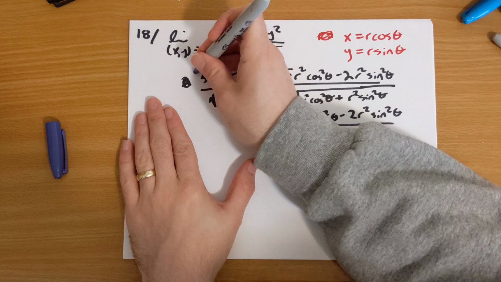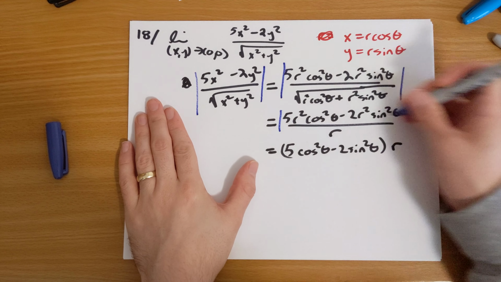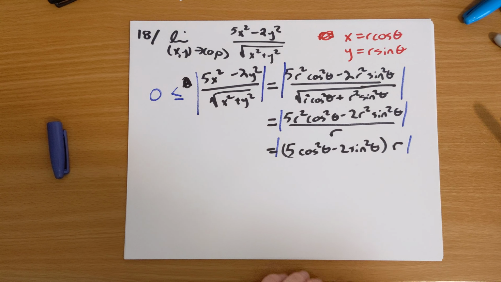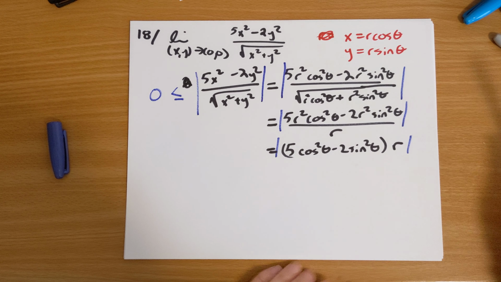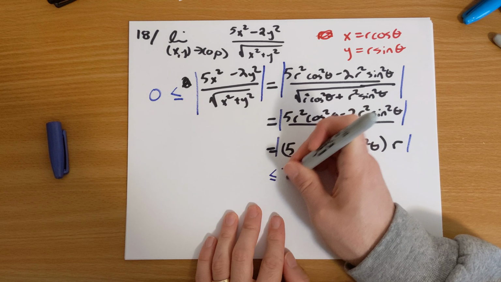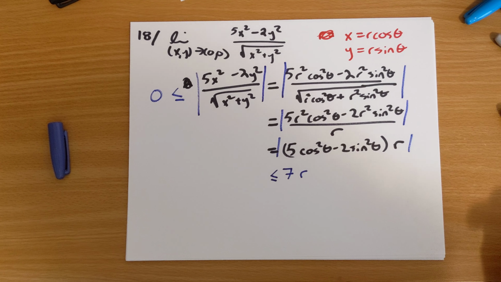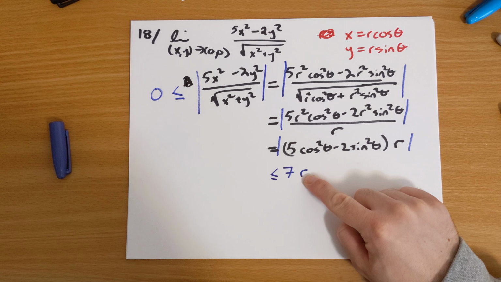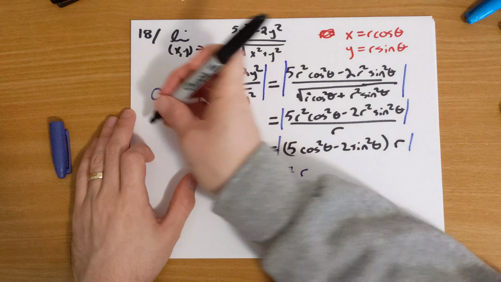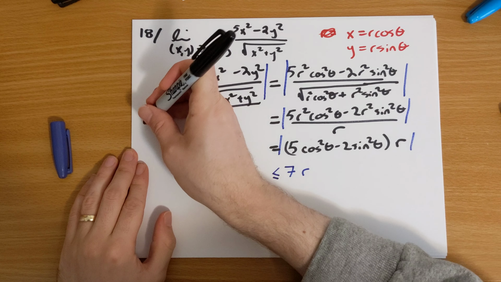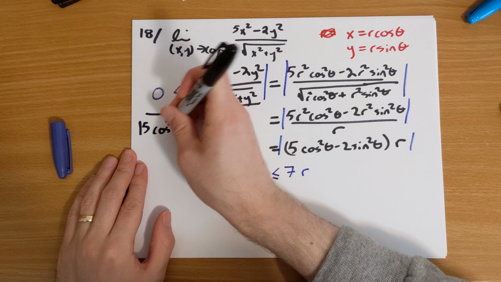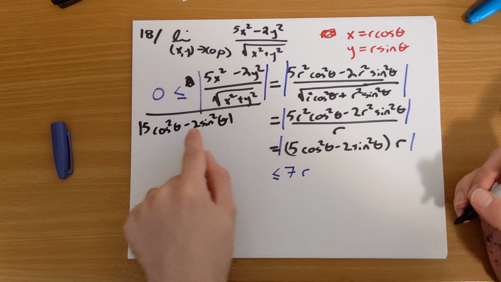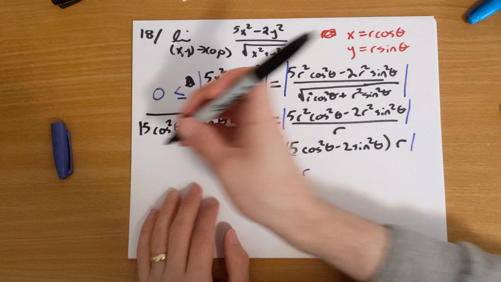Now, to use squeeze theorem, we're going to slap absolute values on everything here. We need a lower bound for our squeeze theorem. 0 will work for that. And then an upper bound is going to be 7 times r. Let me explain how I come up with this. So the r just comes down here. And so our argument then is that the absolute value of 5 cosine squared theta minus 2 sine squared theta is less than or equal to 7.